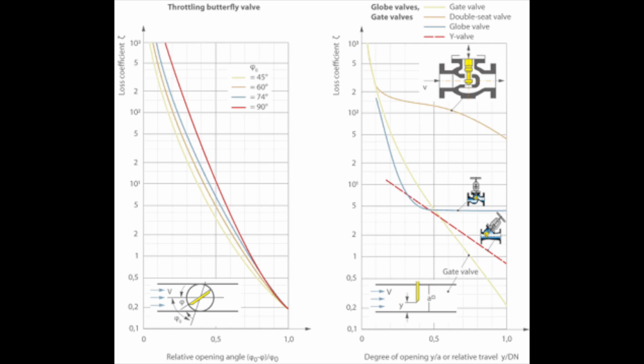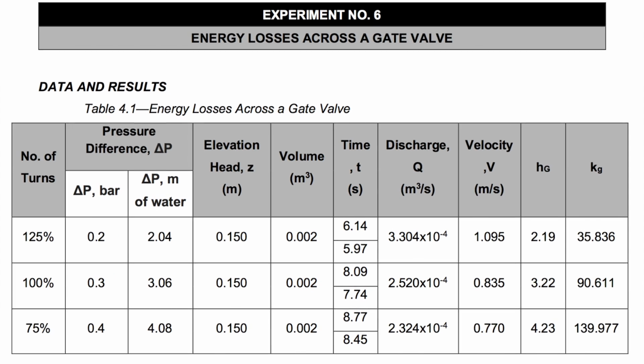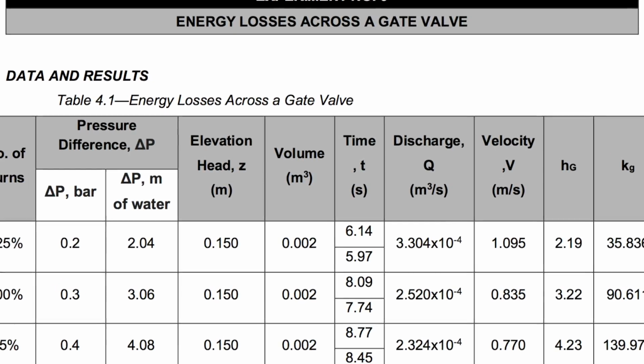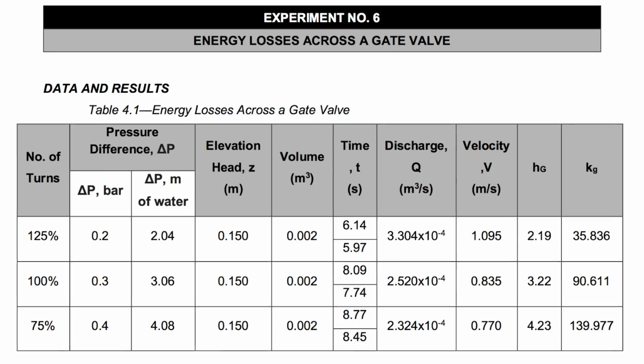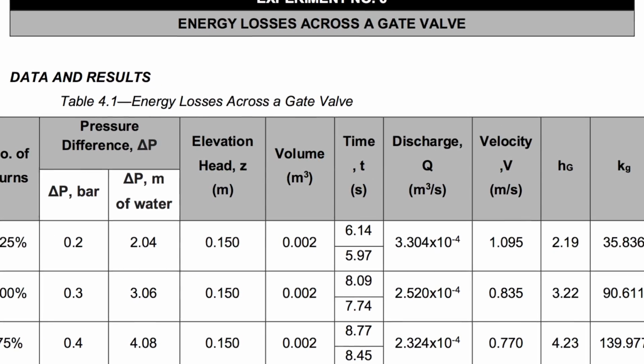It could be concluded that the loss factors for flow through a gate valve that were determined through performing the experiment varied depending on the number of turn percentage. With the data and results gathered, it was observed that the more open the gate valve is, the smaller the difference in pressure and its corresponding head loss and loss coefficient.